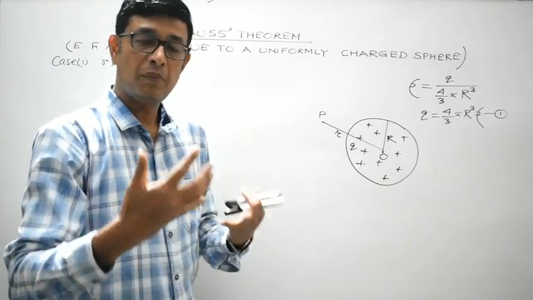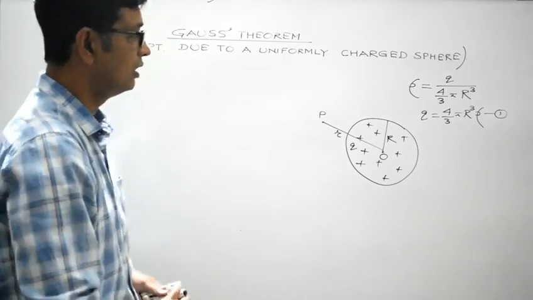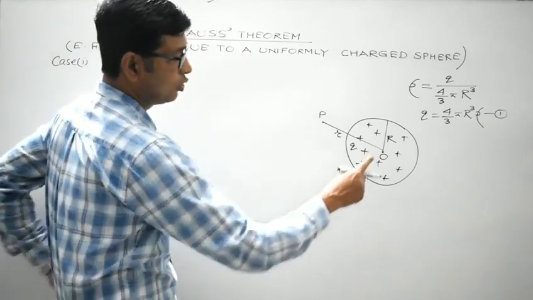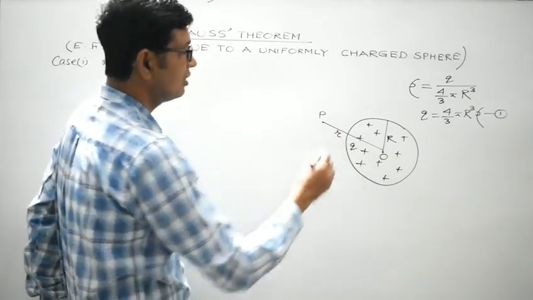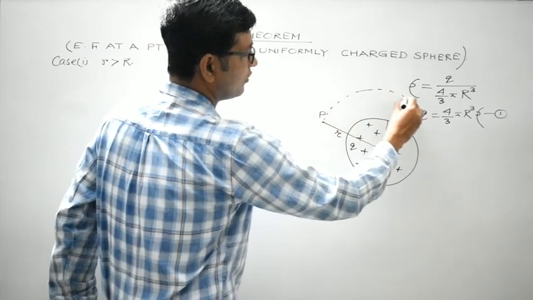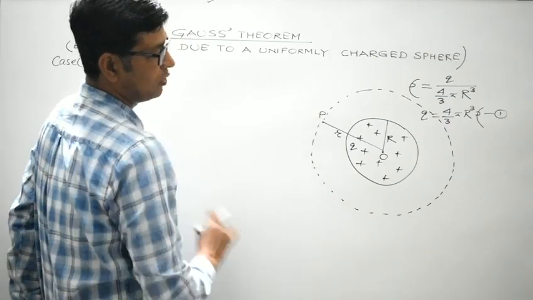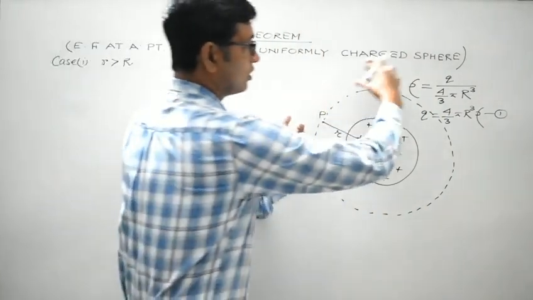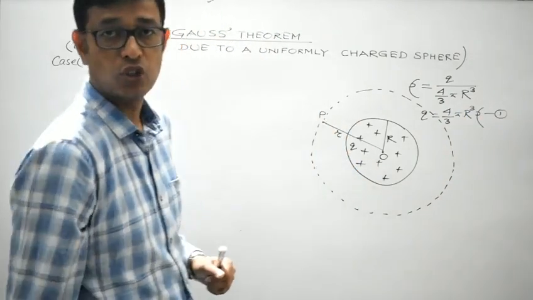In order to apply Gauss theorem, we need to consider a Gaussian surface. Here it is preferable to consider a spherical Gaussian surface. So taking point O as center and OP equal to small r as radius, we will consider a spherical Gaussian surface passing through point P, like this. This is imaginary, so it is represented by dotted lines. This Gaussian surface encloses net charge Q. We can make use of Gauss theorem over here.